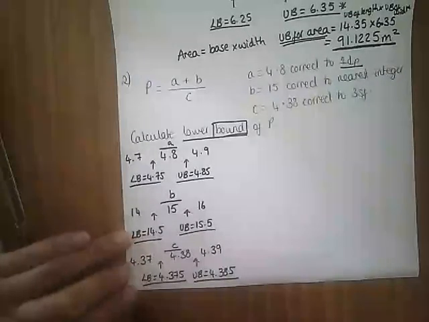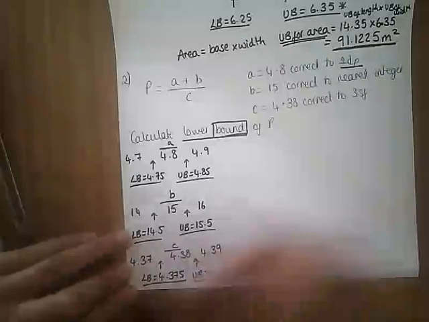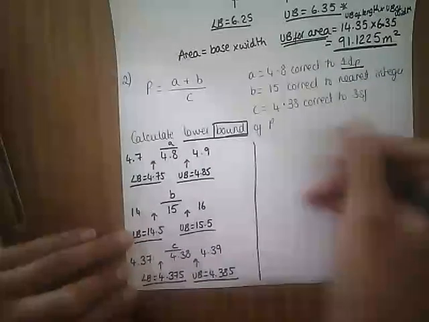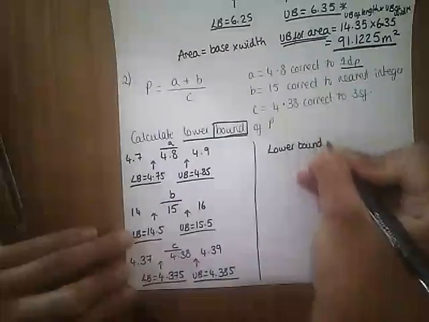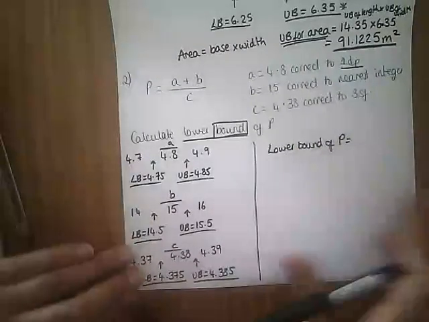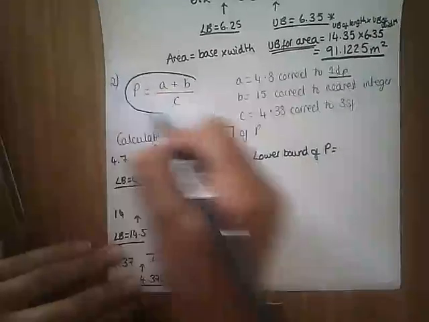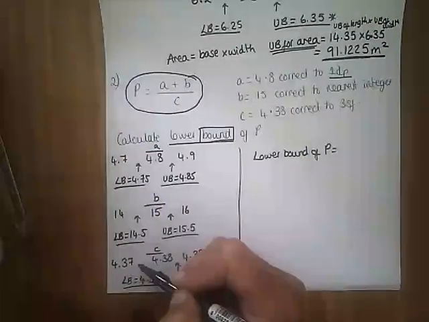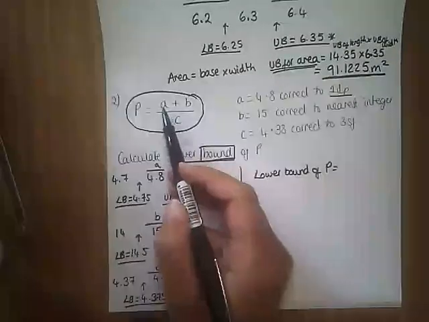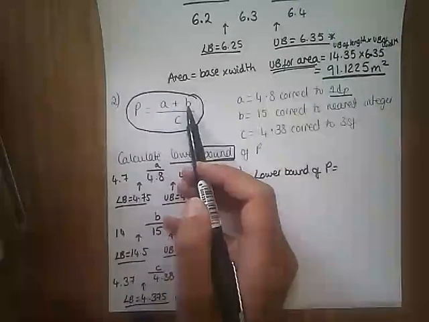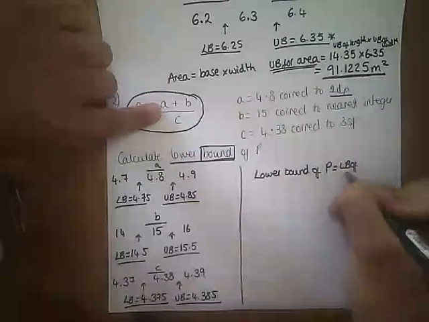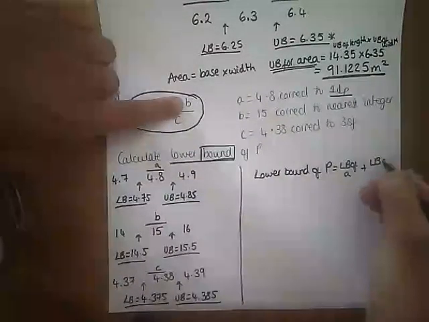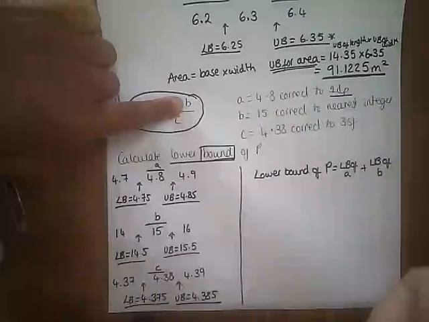Now it wants the lower bound of P. So, I'll split my page in half. I want the lower bound, the LB, of P. How am I going to get this formula to be the lowest it could possibly be? Well, if I do the lowest and I add the lowest, that will give me the lowest. So at the top, I need the lower bound of A, and it helps to write down what you're thinking, and the lower bound of B. So I've got to do the lower plus the lower.